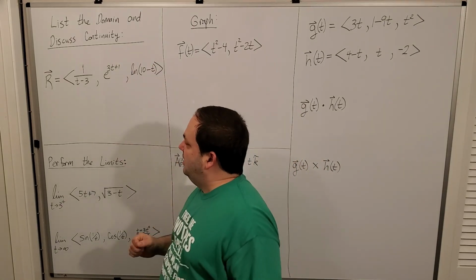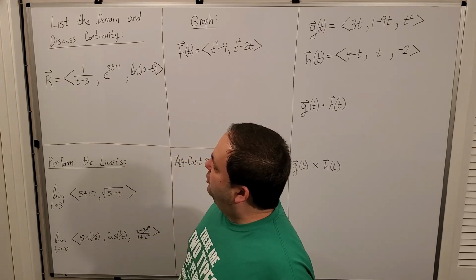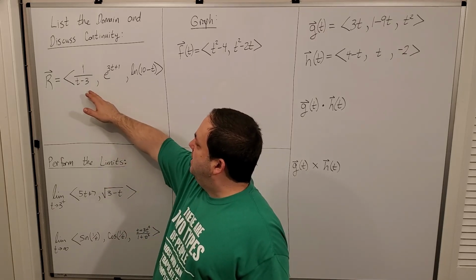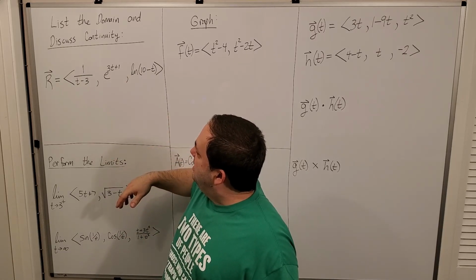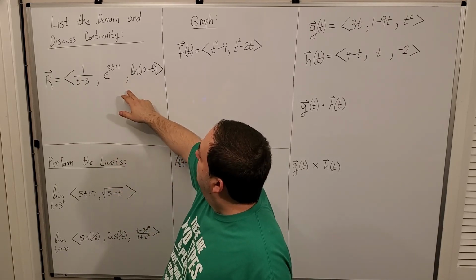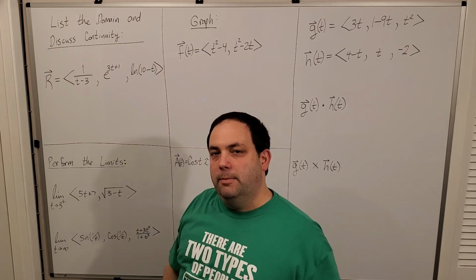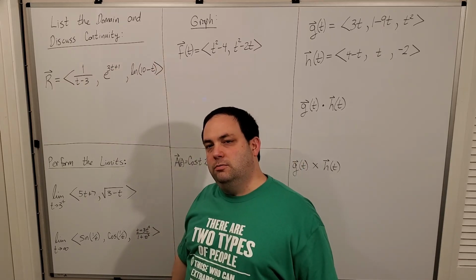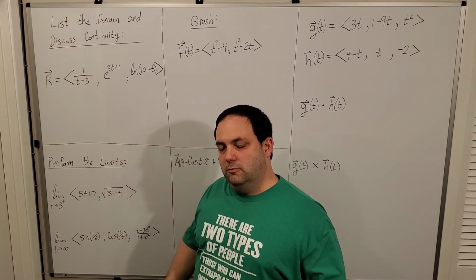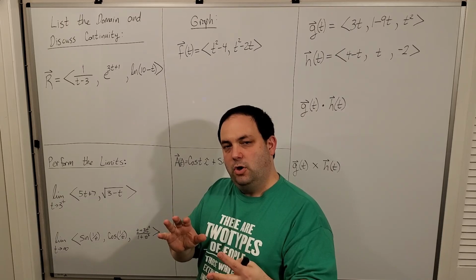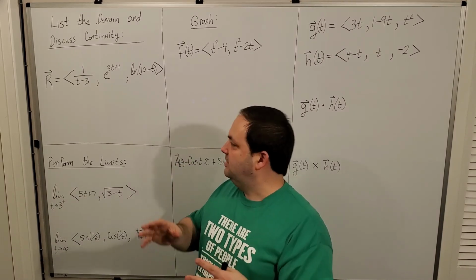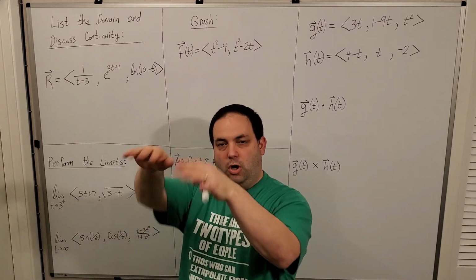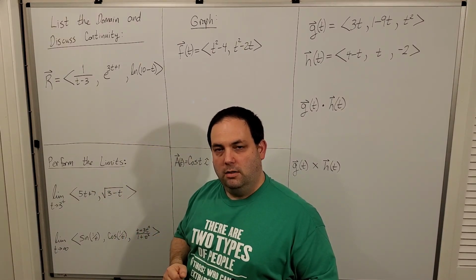List the domain and discuss continuity of the vector function r equals 1 over t minus 3, comma, e to the 3t plus 1, comma, ln of 10 minus t. So yeah, look, that's a three-dimensional vector valued function, right? So it's in the 3 space that we've talked about before, the x, y, and z axes. And it's a function that is some curve that moves throughout the space.